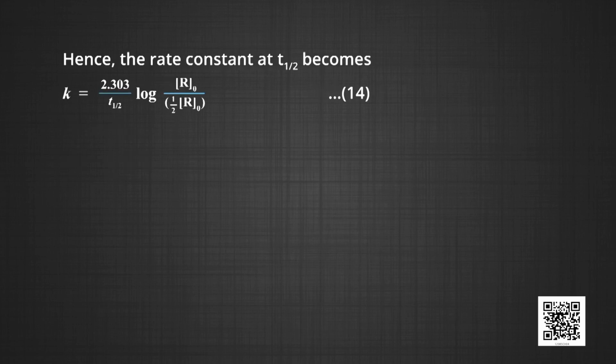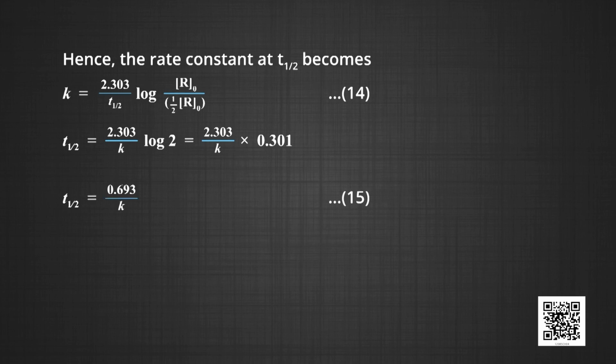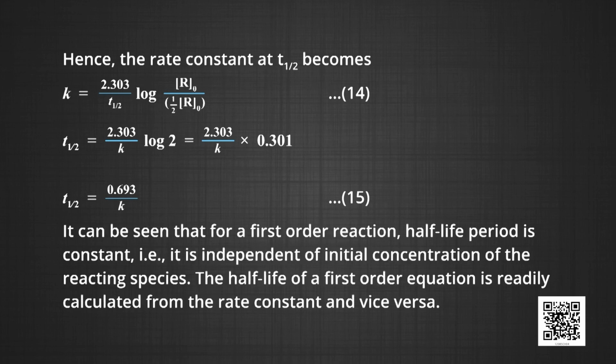Hence, K is equals to 2.303 by T half log R0 by R0 by 2. Therefore, T half will be 2.303 by K log 2. Now, putting the value of log 2 in the expression, it will be 2.303 upon K into 0.301. Hence, T half for first order will become 0.693 by K. Now, from this equation you can see that for a first order reaction, half-life period is constant.